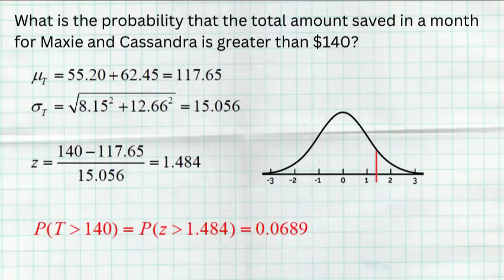And again, we can use our calculator, we can use a program on our computer, we could use an old school z-table to get the probability of 6.89%. So there's a 6.89% probability that Cassandra and Maxie together contribute more than $140. All right, that's a pretty quick review over the normal distribution.